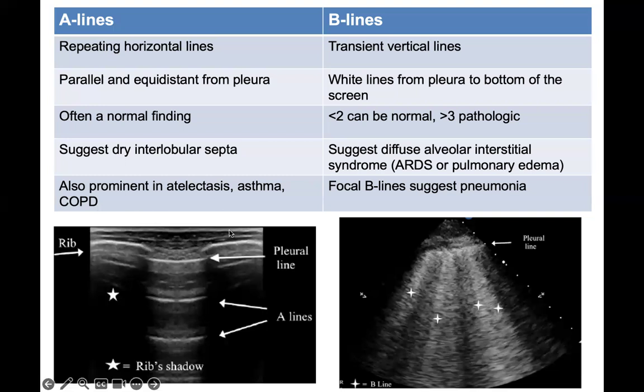So here again, you have your rib and your rib shadow, your rib and your rib shadow. Here's that visceral and parietal pleura. Here you see the A lines equidistant. Here you see a visceral and parietal pleura, and you see these B lines coming down.